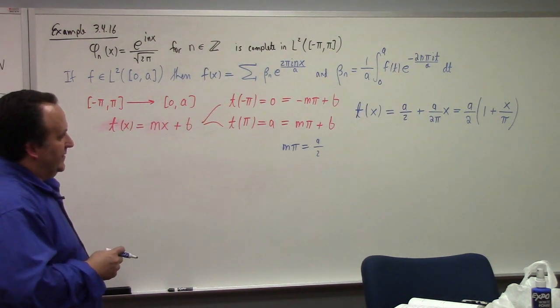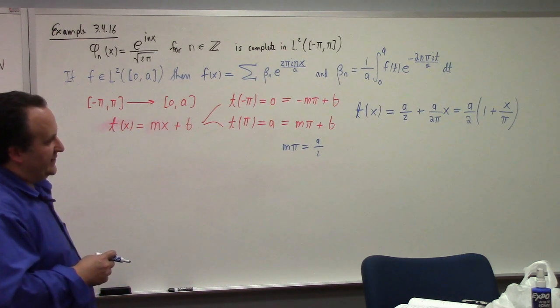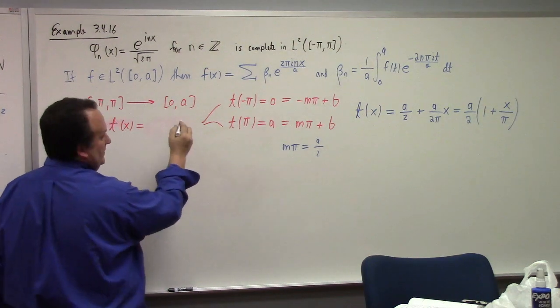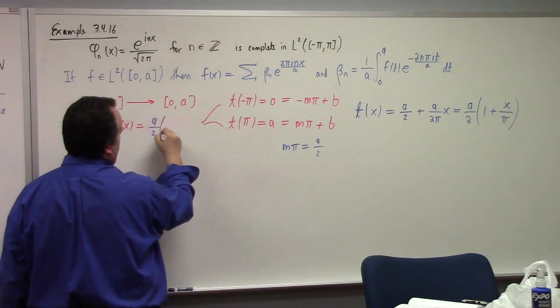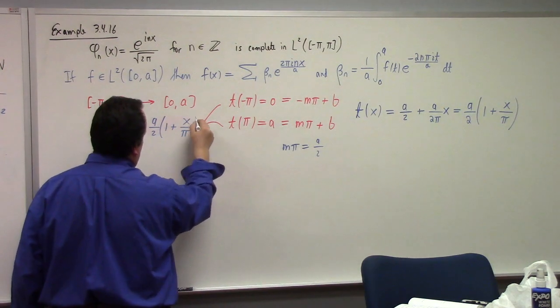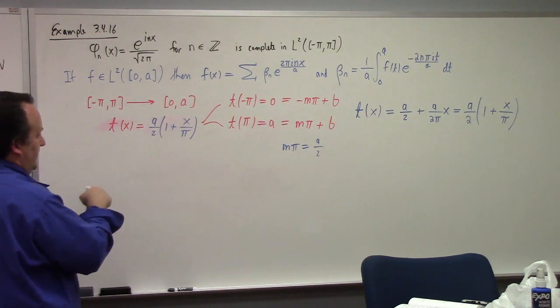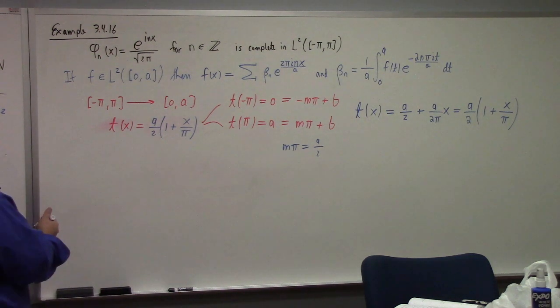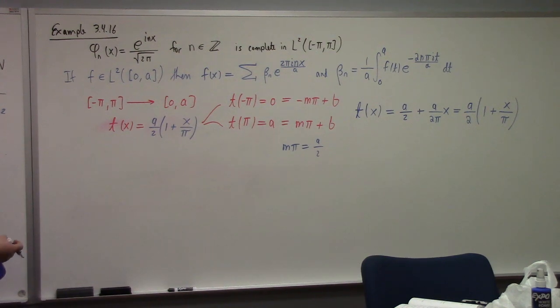Well, the formula I got in the end was t of x, I'll write it over here again. I got t of x is equal to a over 2 times parentheses 1 plus x over pi. Does that work? Plug in 0, what'd you get? Plug in negative pi, you get 0. Plug in pi, you get a. All right. Yeah. Now we're cooking.